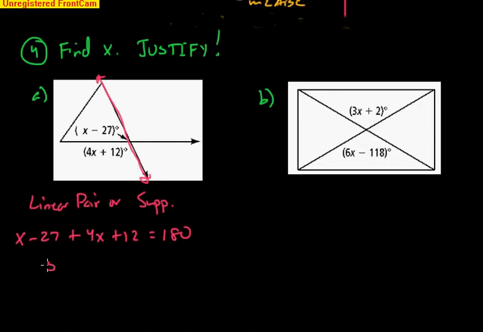So now we combine our like terms. 5x minus 15 equals 180, right? x and 4x is 5x. Negative 27 and positive 12 is negative 15. Excuse me. Add your 15 to both sides.